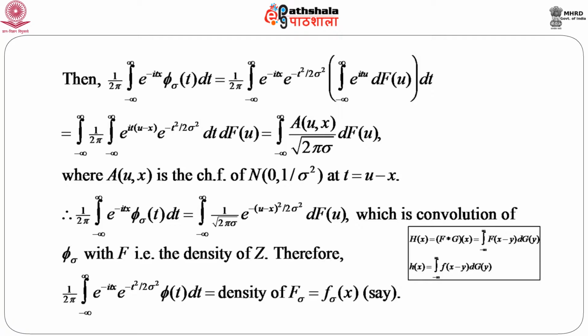Hence, we can immediately write that 1 by 2 pi, integral from minus infinity to infinity of e to the power minus i t x, e to the power minus t square by 2 sigma square, into phi t, this quantity is nothing but the density of capital F sigma, which we denote by small f sigma x, say. So, this result we get just by simplification and using the convolution.